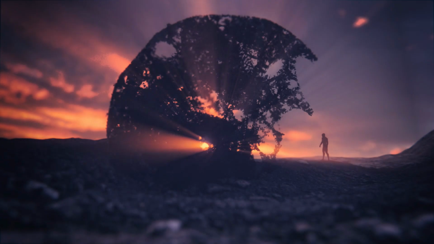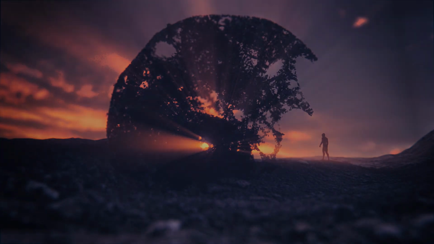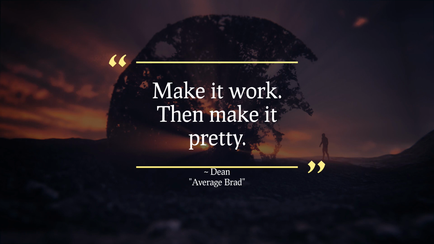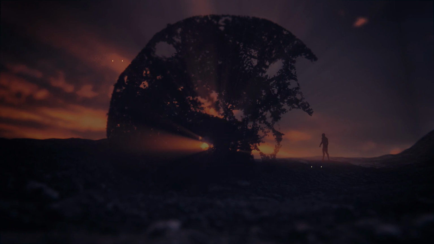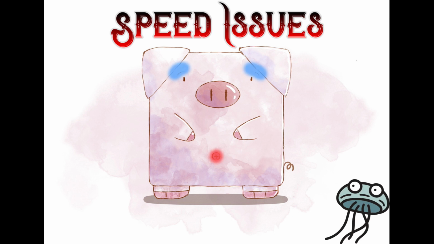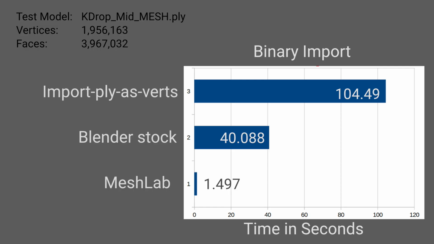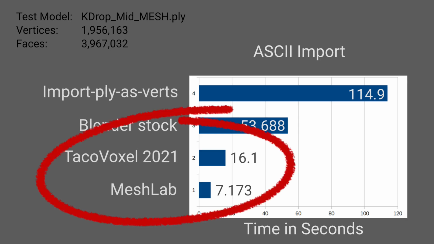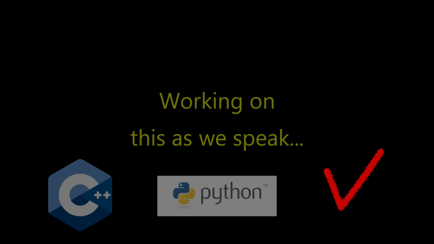What's next? About a million years ago, back in college, they taught us the programming method of make it work, then make it pretty. Well, she works, but she's not real pretty yet. I'm positive I can make it run faster. I haven't looked at the core file I/O module at all. That's probably where the bottleneck is at. The handmade one I wrote for Taco Voxel is quite fast, and I'm confident that I can apply some of that performance over to the Blender version.